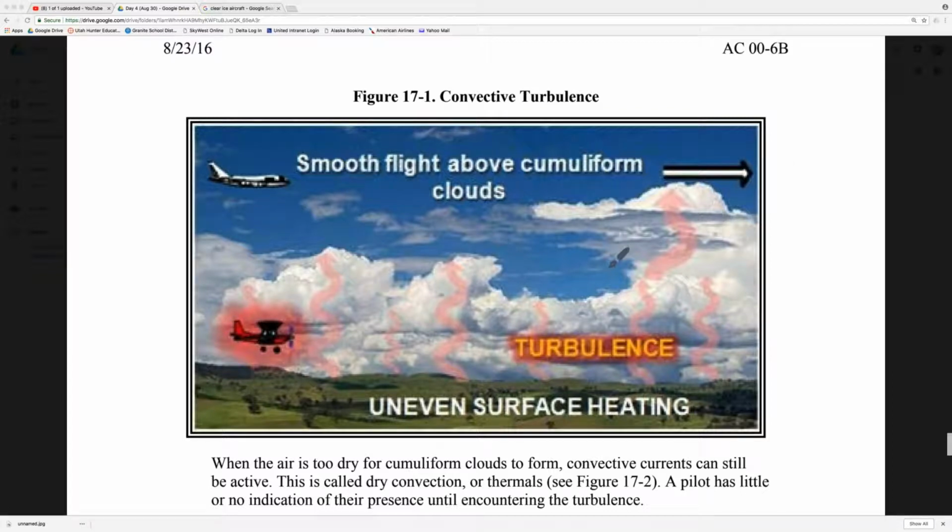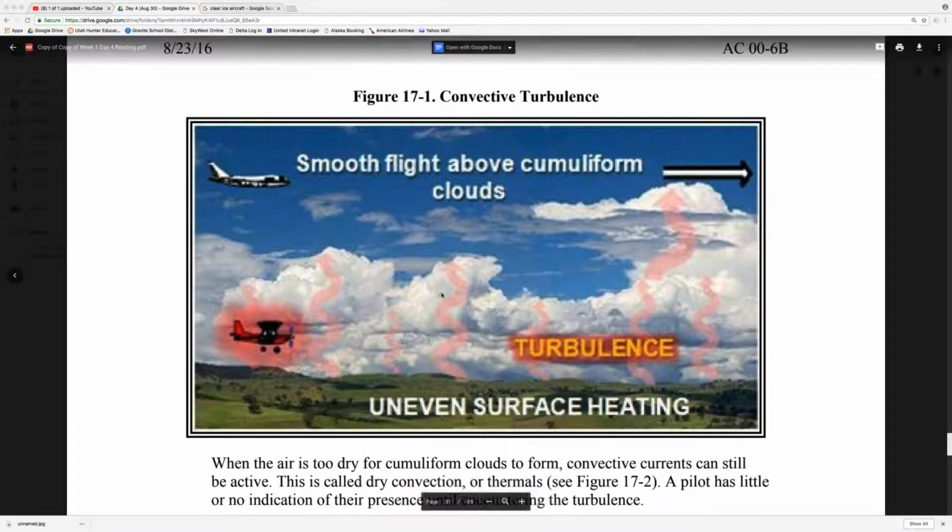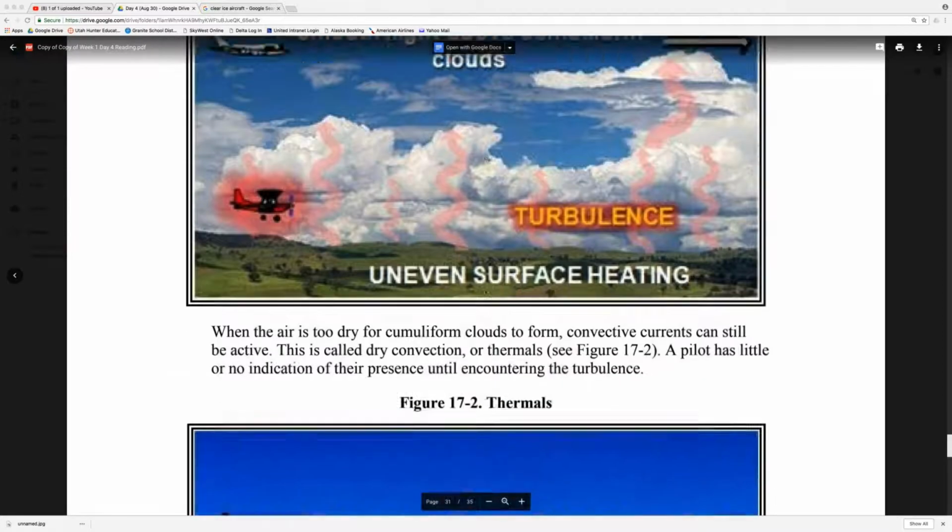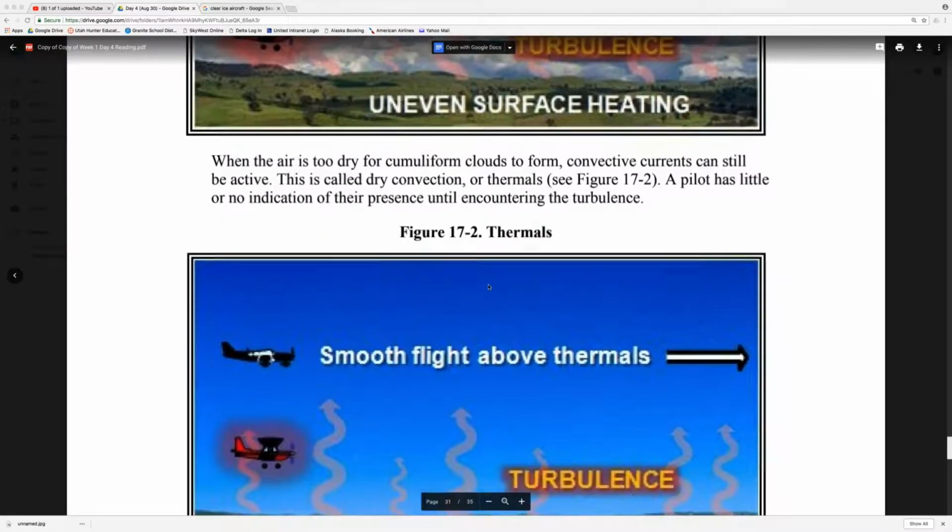But you can experience turbulence just flying near these clouds as well. I mean, you don't have to fly in the cloud. It's going to be more turbulent in the cloud, but due to other factors, we may have turbulence in the vicinity of those clouds.